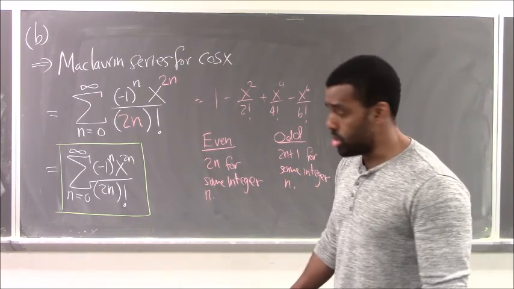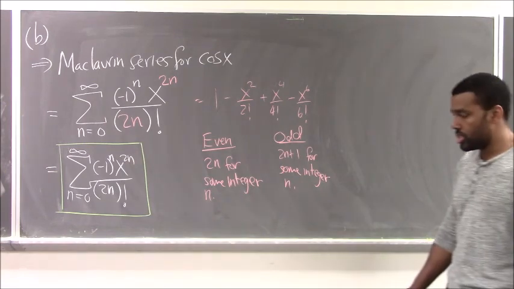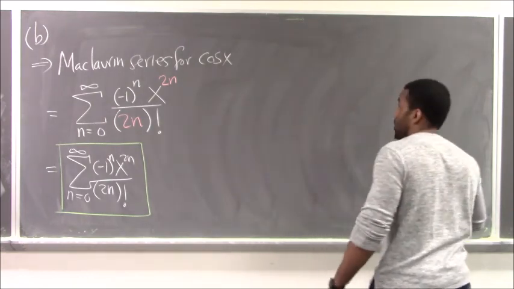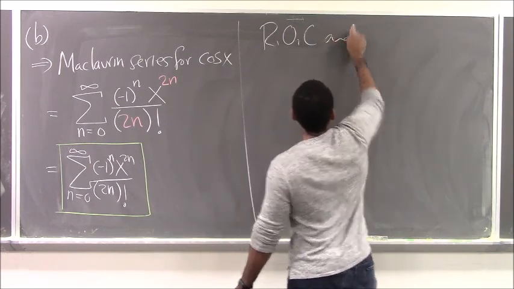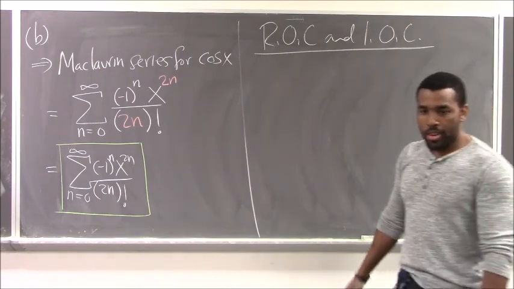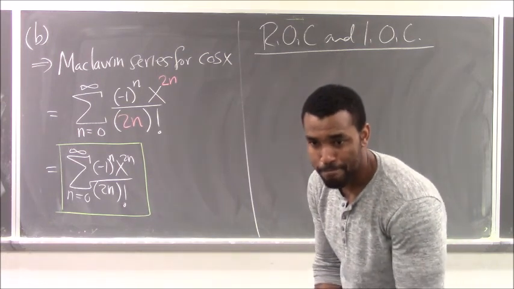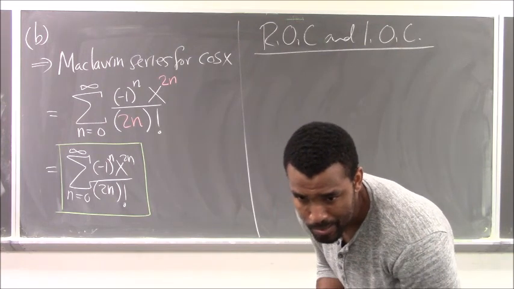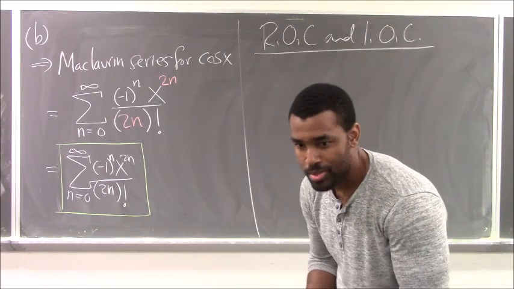So now what we want to do is, that's the series. Let's find the radius of convergence and the interval of convergence of this series. So ROC and IOC. So how do we go about finding the radius and interval of convergence of a series? Anyone? Bueller?